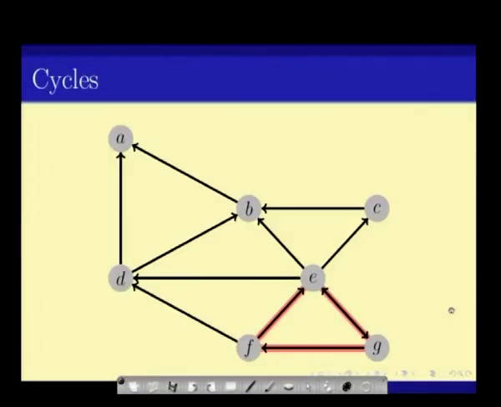So, let us say this is one possible cycle: going from G to F, F to E, and E to G, because this EG edge is there.